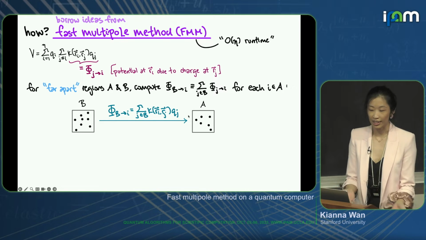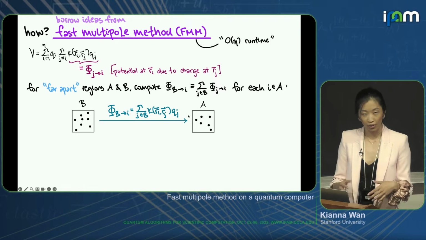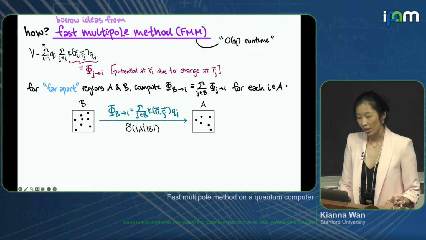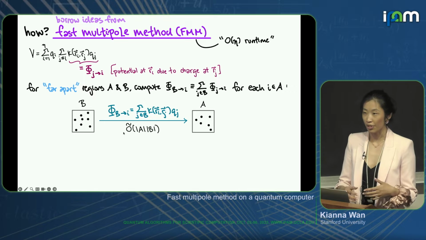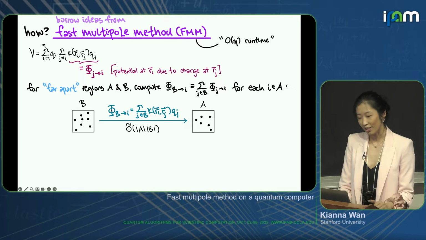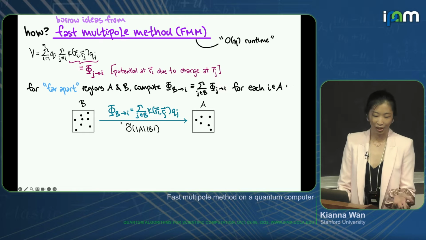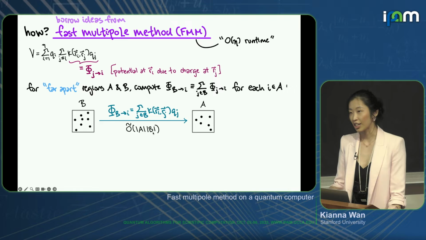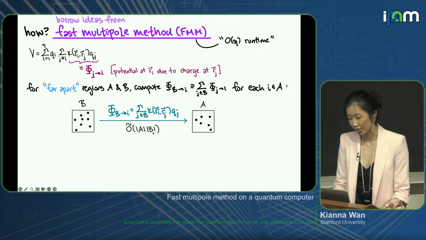We can, of course, do this exactly by summing over the contributions from all the particles j in B. And this is going to have cost proportional to the size of A times the size of B. Or rather, each of these computations has cost proportional to the size of B, and we do this for each of the particles in A. So the total cost is the product of the two sizes.